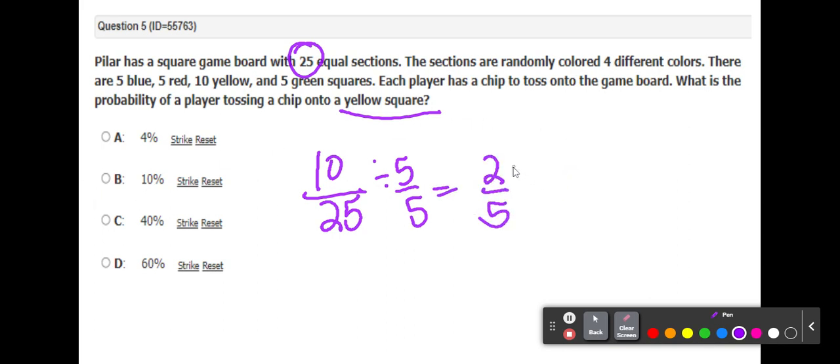I've got to turn that into a decimal. So I'm going to do 2 divided by 5 on my calculator. And then I'm going to multiply that times 100 to get 40%.